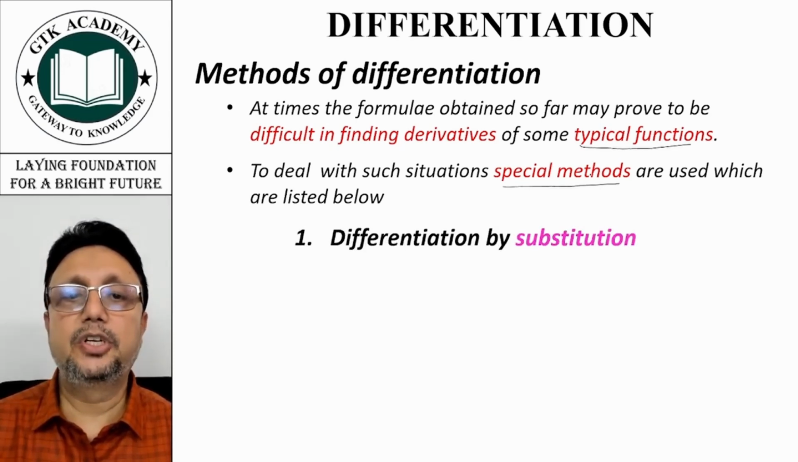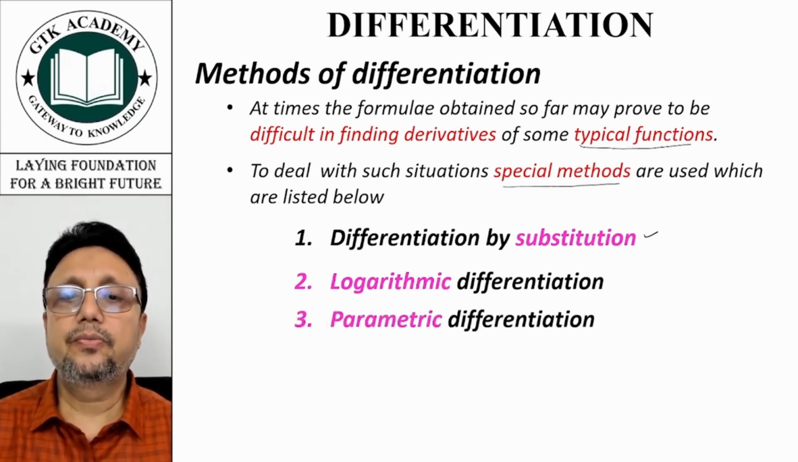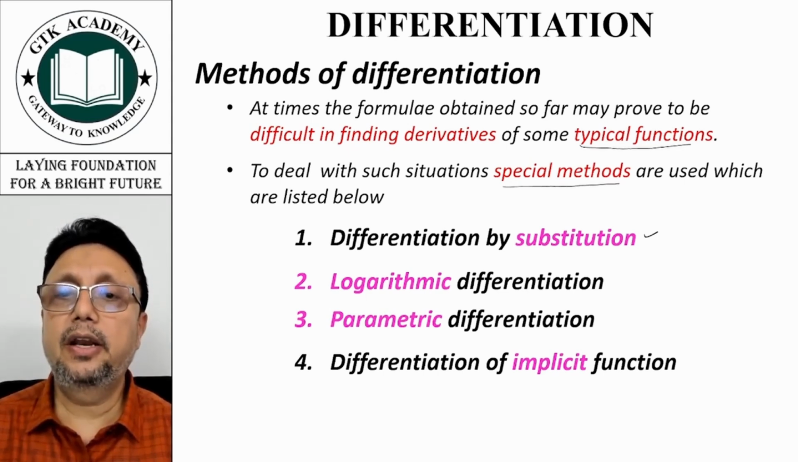One is differentiation by substitution, the other is logarithmic differentiation. Hope you are aware of the basic properties of log, because we'll be using that. If you are not aware, just go and read the basics of logs. Then parametric differentiation, then differentiation of implicit functions. I'll explain what is meant by parametric differentiation and what are implicit functions. We'll discuss them one by one along with one or two examples so that the idea becomes clear in your mind.